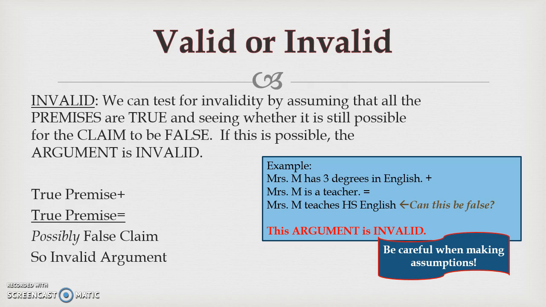Invalid. We can test for invalidity by assuming that all the premises are true and seeing whether it is possible for the claim to be false. If this is possible, the argument is invalid. You can have two true premises that could equal, possibly, a false claim and an invalid argument. For example, Mrs. M has 3 degrees in English, plus Mrs. M is a teacher, equals Mrs. M teaches high school English. Can this be false? Be careful when making assumptions. This argument is invalid. Even though the premises are true, the claim could possibly be false. Mrs. M could do a lot of other things besides teach high school English, so therefore this argument would be invalid.